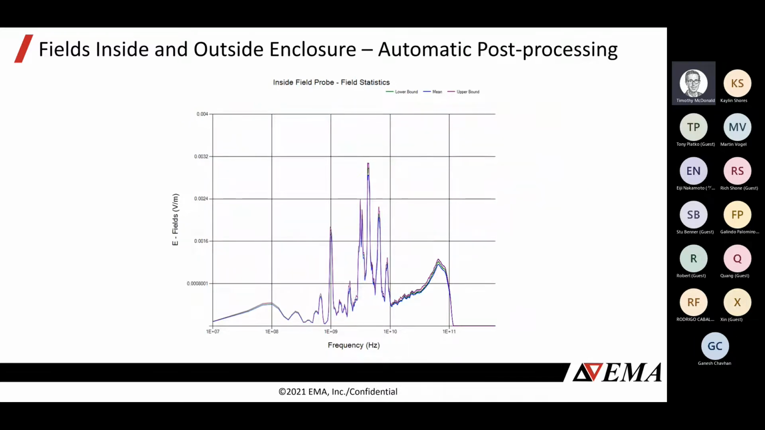So we can see the field statistics at any location in space or any volume in space, and the software will tell us the E field versus frequency. So this can be an incredibly large time saver. You don't have to use a third-party tool like Python or MATLAB. Natively in the tool, you can see your fields and compare them to your EMC limits.